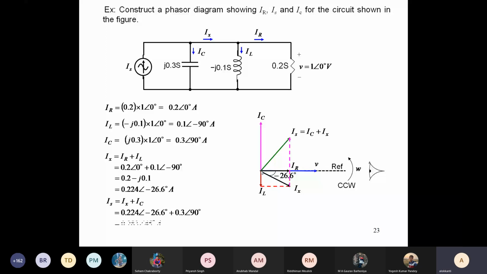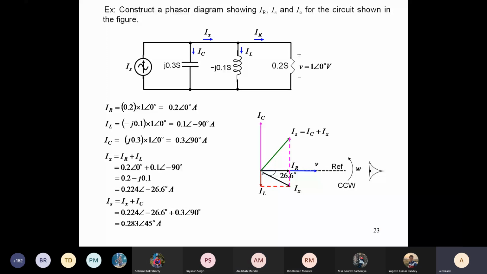How much is the difference? We are getting exactly 45 versus 45.06, so it's a 0.06 degree difference for the angle. And the magnitude is coming 0.2825, and mine is coming to 0.2828. So that amount of difference will also happen.